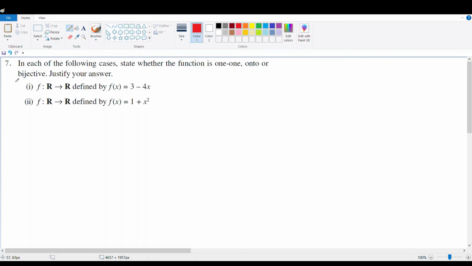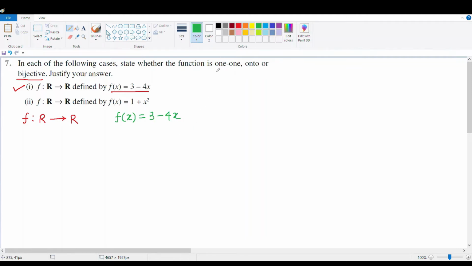Question 7. In each of the following cases, state whether the function is 1-1, onto, or bijective. What is bijective? Bijective means if a function is both 1-1 and onto, then that function is called a bijective function. Now we are going to start with question 1. In this question, you are given that the function goes from real number set to real number set, meaning the domain is the real numbers and the codomain is also the real numbers. And the function definition you are given is f of x is equal to 3 minus 4x.